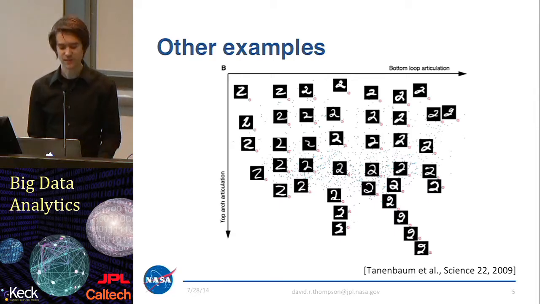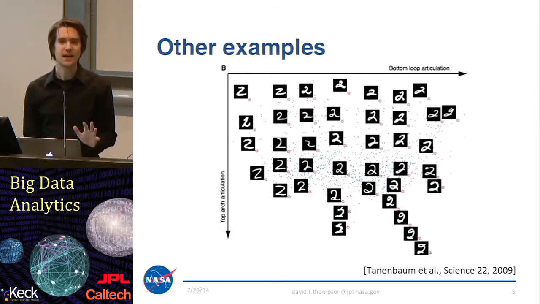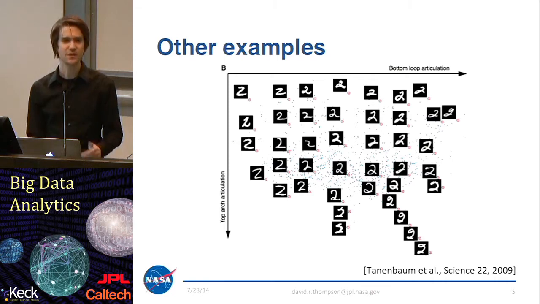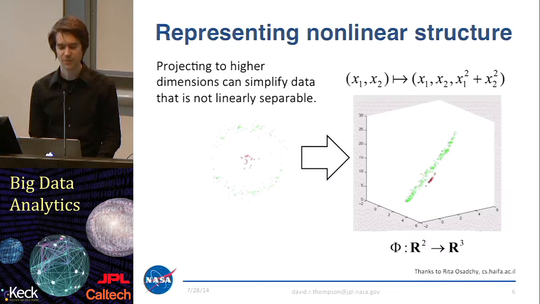But that said, we can still arbitrarily ascribe different English titles to these axes. Here they've been called the bottom loop articulation and the top arch articulation axes. But really all we're trying to do is come up with some nonlinear structure to describe the universe of possible 2's, which is a highly nonlinear manifold in the original space. How do we represent this structure?